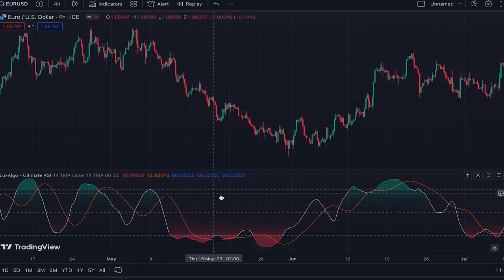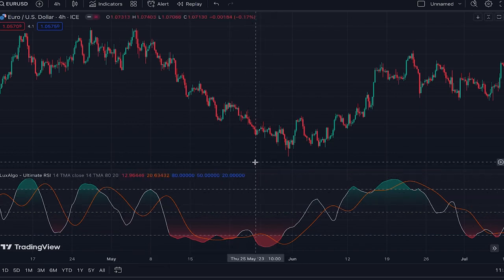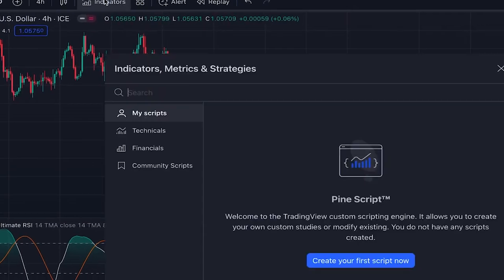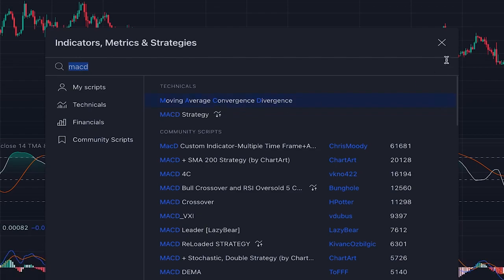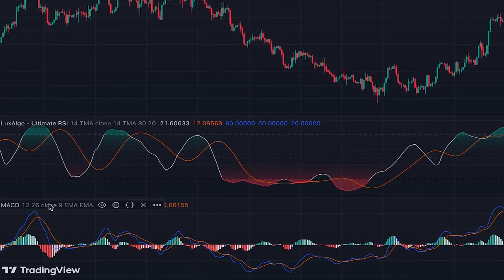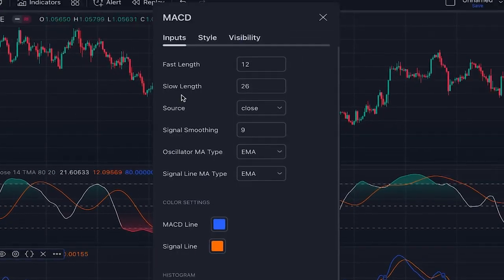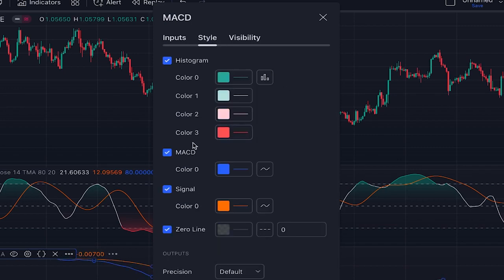Alright, now let me teach you a trading strategy based on this new RSI. We need to add another two indicators to our chart. The first one that we want to add is MACD, moving average convergence divergence, and we need to change its settings. So we go to its settings here, and here in the inputs tab, for the fast length we set it at 100, for the slow length we set it at 200, and for signal smoothing we set it at 50.